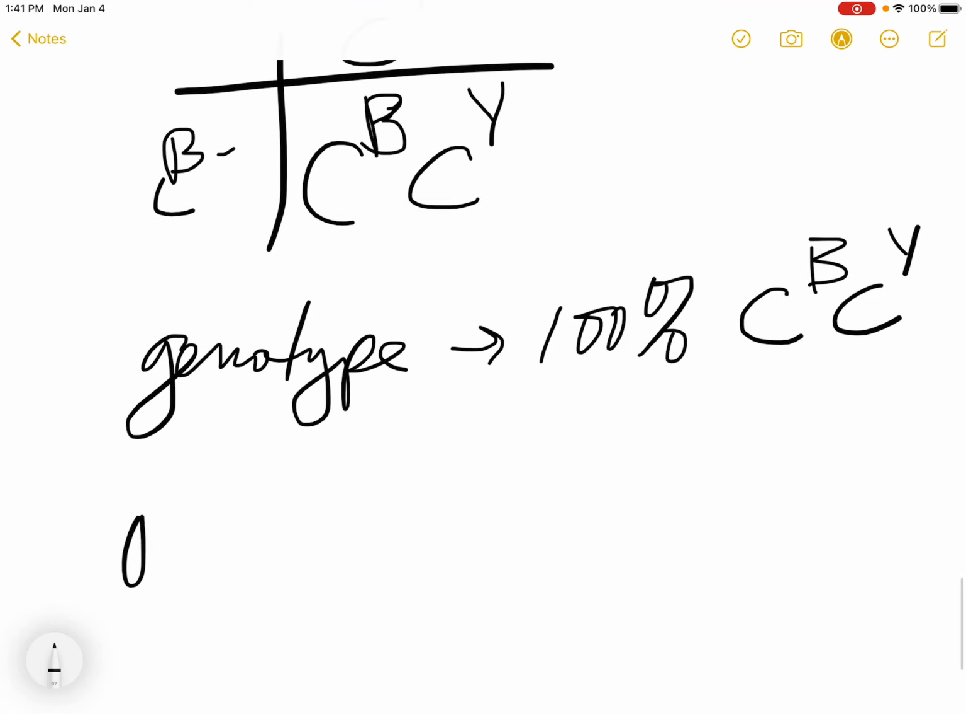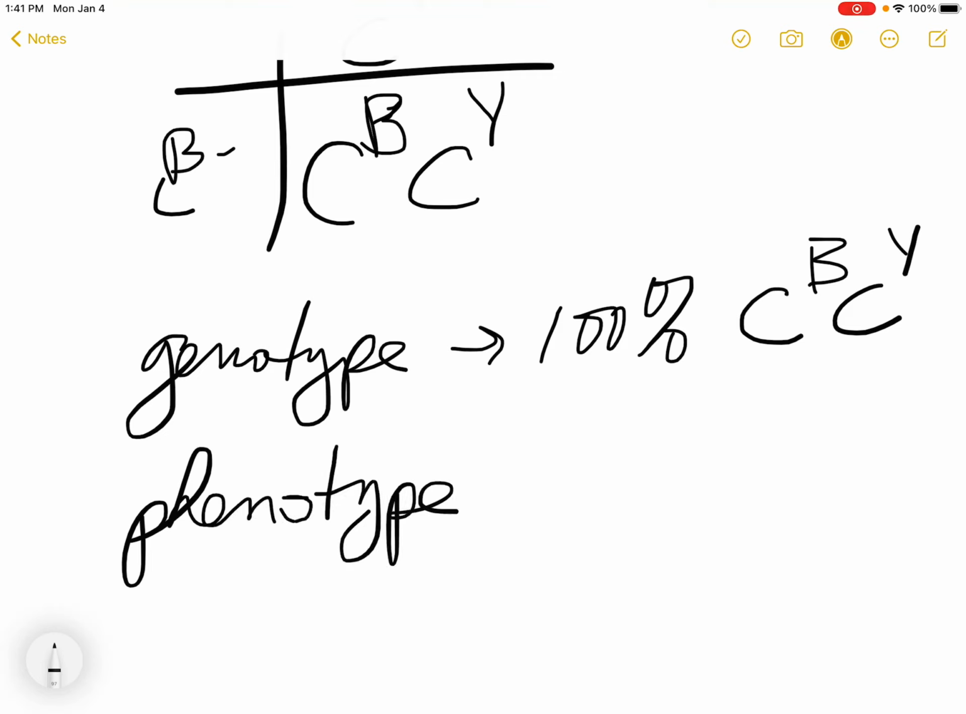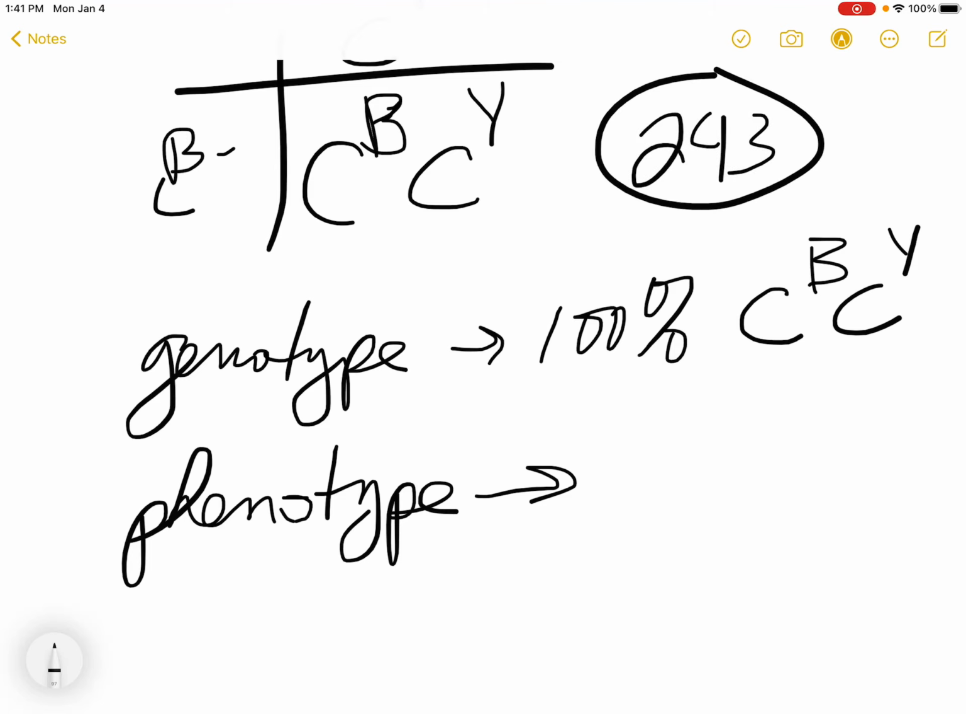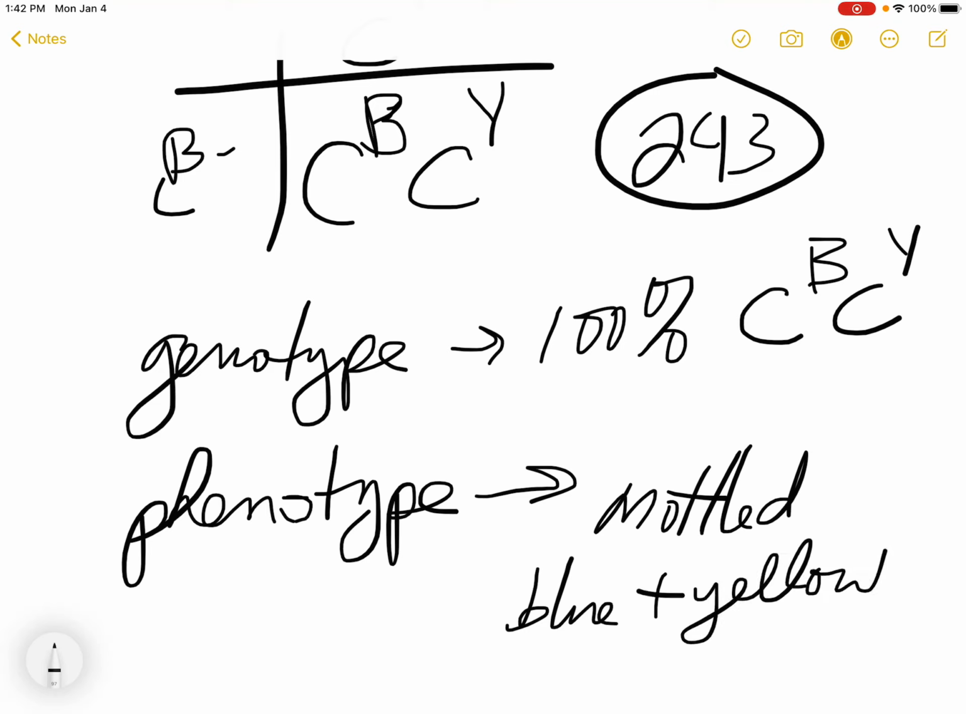But the phenotype is where things look different. Instead of a blended trait, remember that codominance tends to get you a little bit of both. If you go back in your book and read on page 243 about codominance, you'll see that each allele is fully expressed, and you get a mottled appearance. So what you get would be a mottled or spotted, a mottled blue and yellow. They wouldn't blend to make green. It wouldn't be a blended trait. It would be mottled, some parts a little bit blue and some parts a little bit yellow.